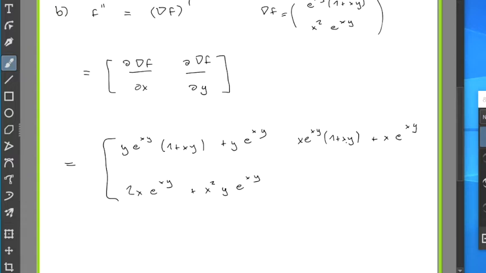That's a special case of the Clairaut theorem. So that's always a nice thing to do when you calculate these things, to check that these two are equal. If they are not equal, you have made a mistake some way down the calculation. And let's take also the final term of the Hessian matrix. Then we need to take the partial derivative of this function with respect to y, then we get x cubed e^(xy).